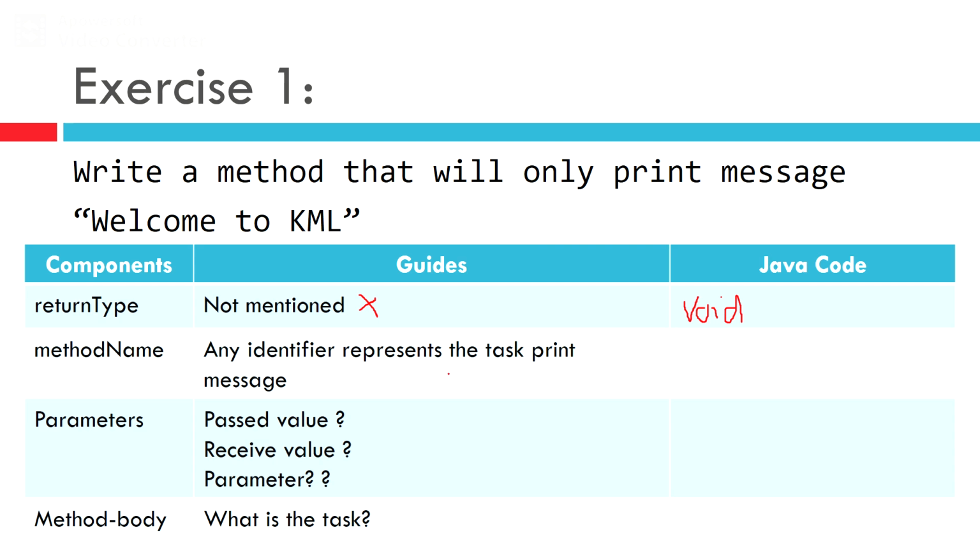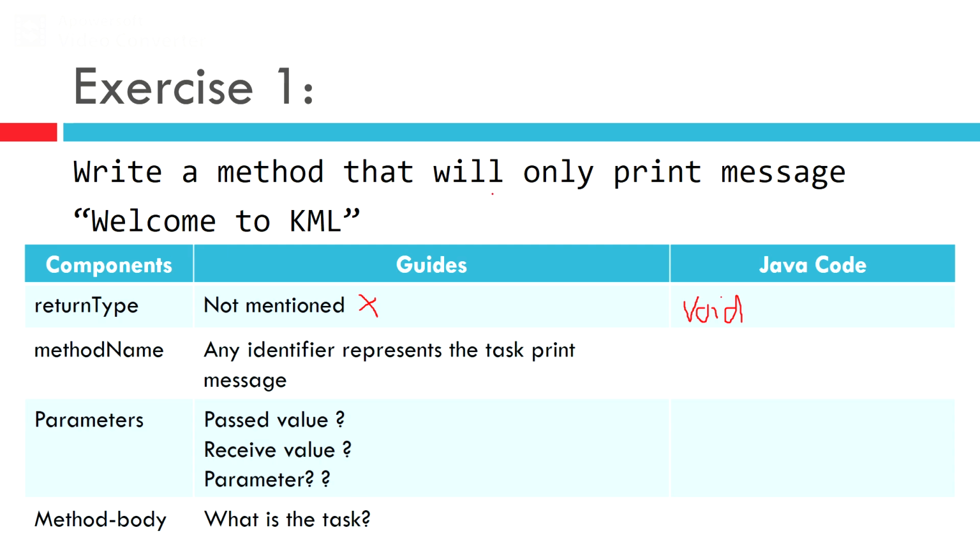Okay. Method name. Any identifier that represents the task to print the message. So kamu bolehlah bagi apa-apa nama yang represent task dia untuk print message. So saya boleh letak di sini nama dia print message. Okay. Now parameter. Is there any pass value? Is there any receive value statement? Is there any parameter mentioned in the question?